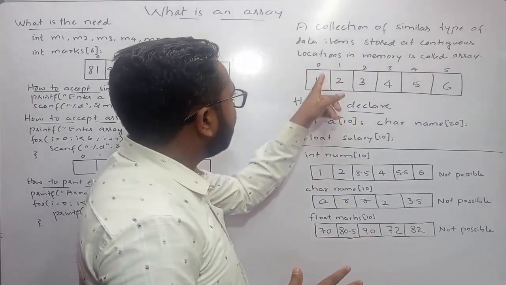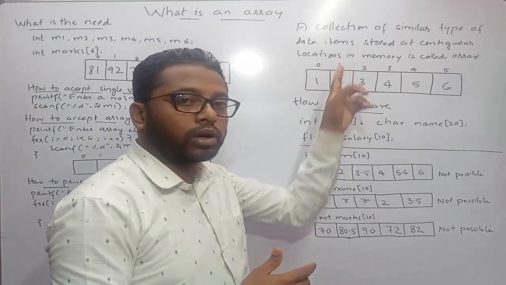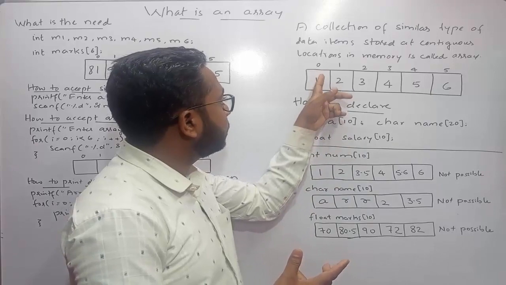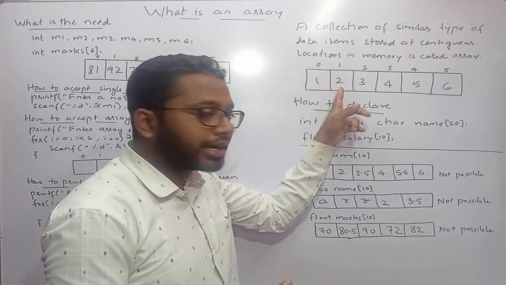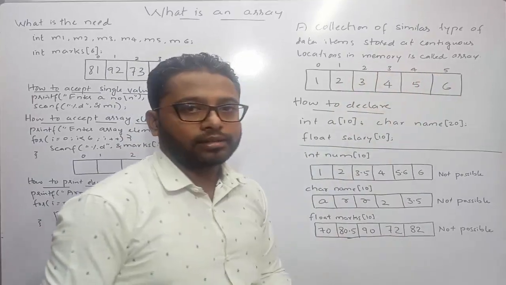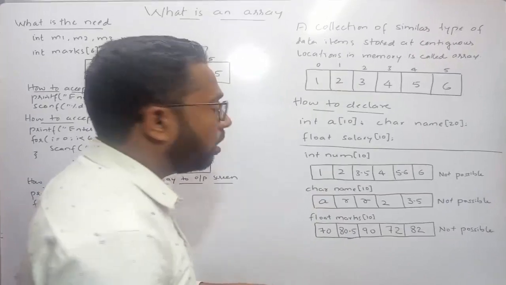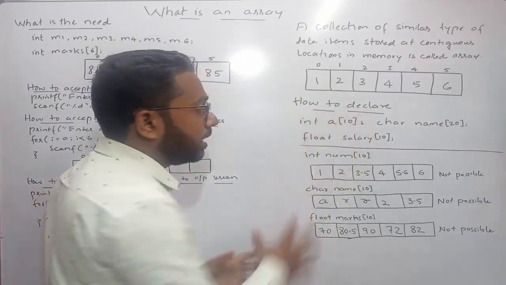So the first index I have marked as 0. You can give the first index as 1 also, but I have given the index for the first location as 0 and the index for the second location is 1. Like this, I have given these indexes. Okay, so this is how an array looks like. Now we will move ahead to discuss how to declare an array.